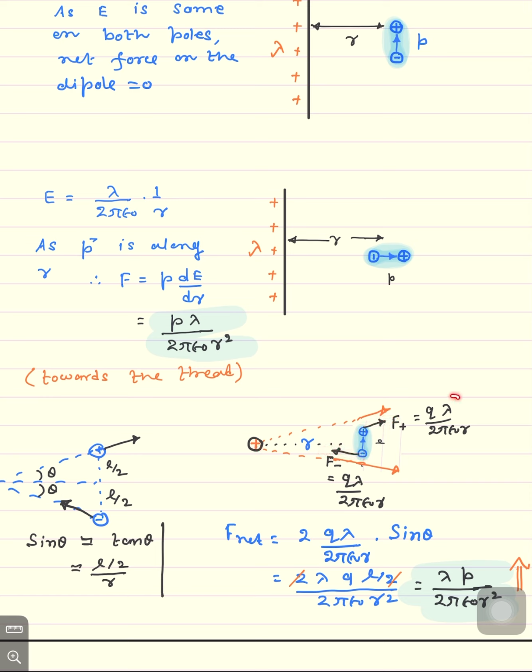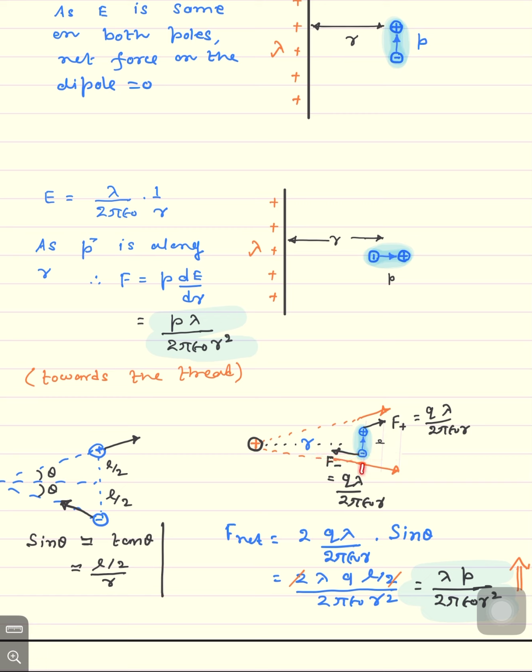And by symmetry, both will experience the same numerical value of force. The field here will be lambda upon 2 pi epsilon naught r. R should be this length, but since the dipole is of small size, this r and this r can be taken as the same. Now, how to find the net field? So this force is 10 units, this is 10 units. Then their components along the x-axis will be mutually cancelled by symmetry.